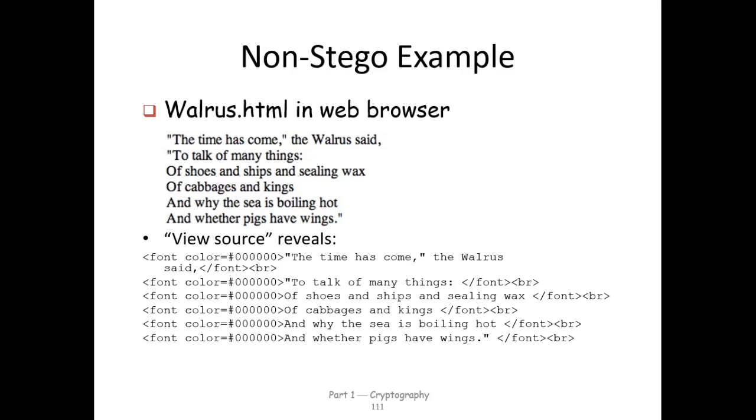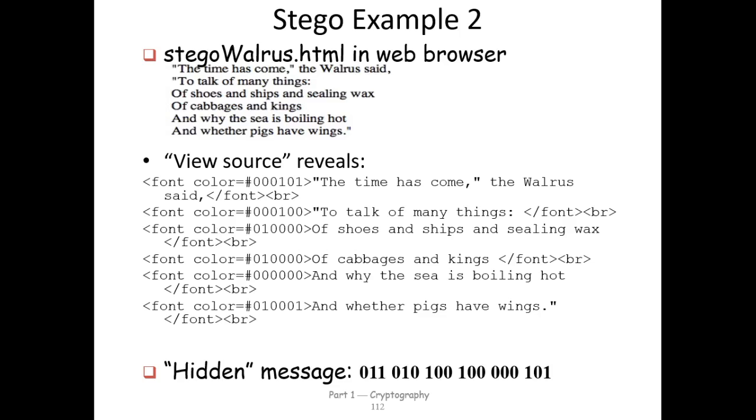This is the non-stego example. You can see this wireless.html in a web browser. Here also we can add some information that is hidden. The text reads: the time has come, the wireless said, to talk of many things. This is text information. What we are going to say is that this also contains some hidden information. That is the stego example. The hidden message we are going to send here is in the form of bits, 011, 010, 100 like that, many bits, hidden in this text information.